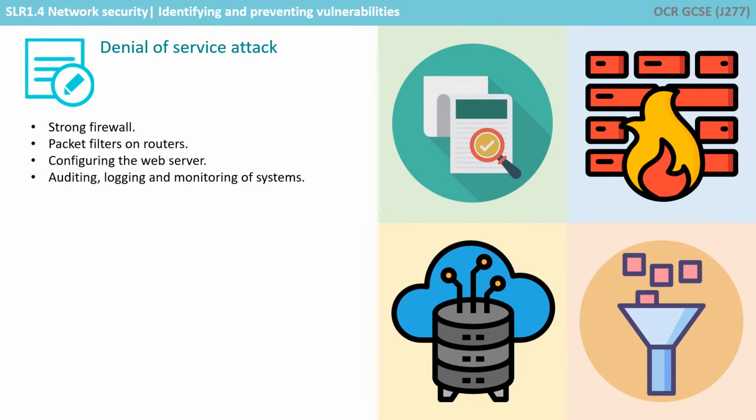Denial of service attacks can be prevented with strong firewalls and using packet filters on routers. Configuring the web server to include additional modules that spot when denial of service attacks are taking place and then prevent that additional traffic from actually getting to the servers. And making sure that an organisation has decent auditing, logging and monitoring of its systems so you can see what traffic is coming into the network. Now this last one won't actually prevent the denial of service, but it will certainly allow you to identify it and act swiftly.